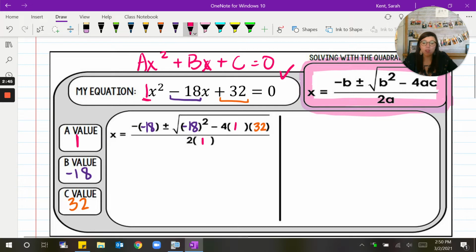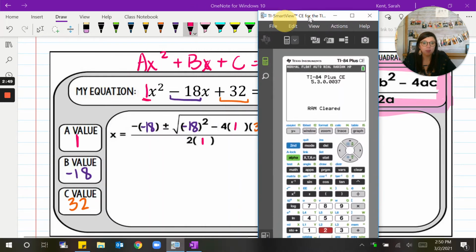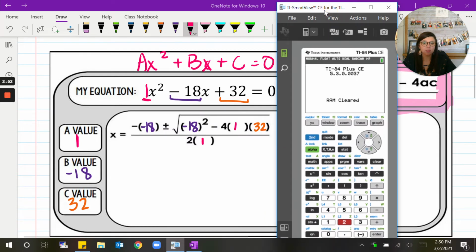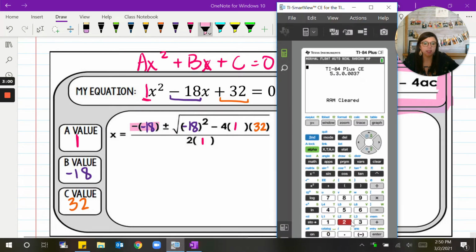All right, now we get to use our calculator. On my calculator, I'm going to break this up into groups. I'm going to start with the first group here, negative parentheses, negative 18. So I'm going to type in negative parentheses, negative 18. When I press enter, I just get 18.